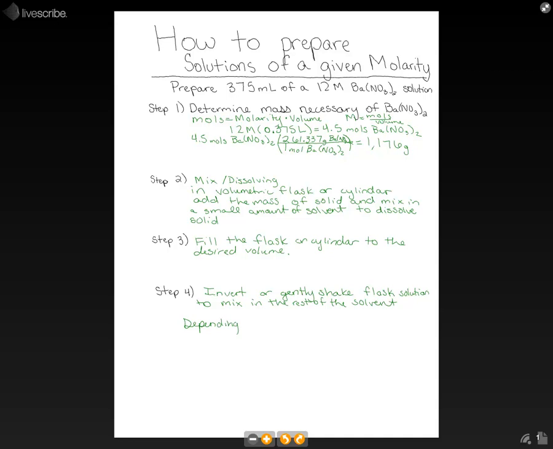Another important note is that, depending on types of solvents and solutes, venting or opening it up to the air while you're mixing it, venting the flask, may be necessary. That's just to prevent any pressure building up if you had volatile solvents that would evaporate. And that is how you can prepare solutions from a given molarity for a specific volume.